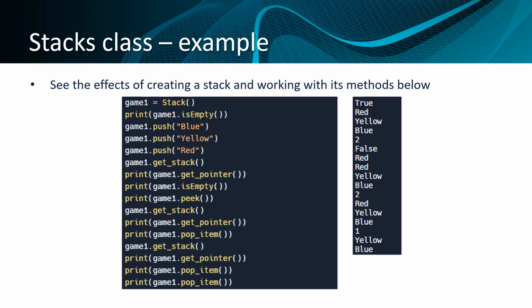red. And then when we say pop item and get stack, you can see that now the stack is only 2 items long. When we say what's the size of the pointer now, you can see that it is now pointing to item 1 in the array. When we go through both items and pop them, we'll have emptied our stack and there'll be nothing left in it.